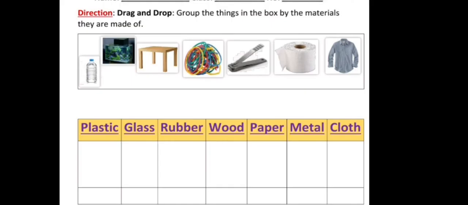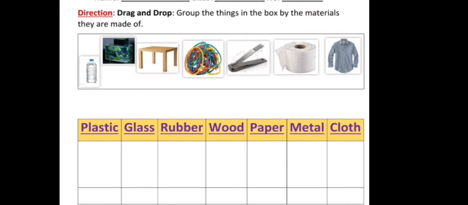Okay, for our activity number 2 for science, this is what we are going to do. Direction: drag and drop. Group the things in the box by the materials they are made of. So here are the things inside the box. You are going to drag and drop them to the group where they belong.